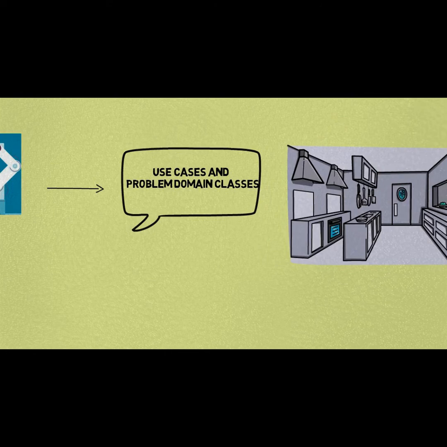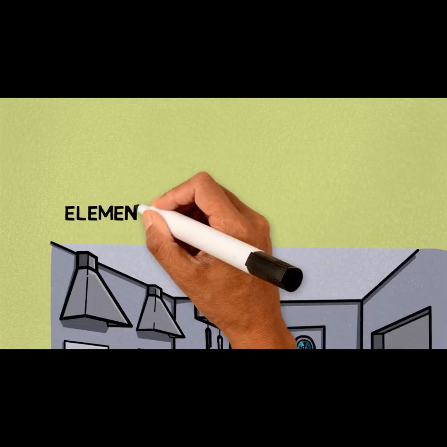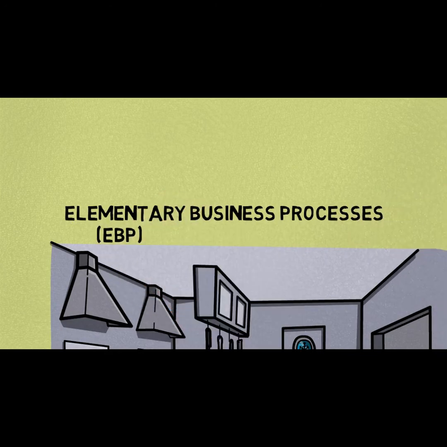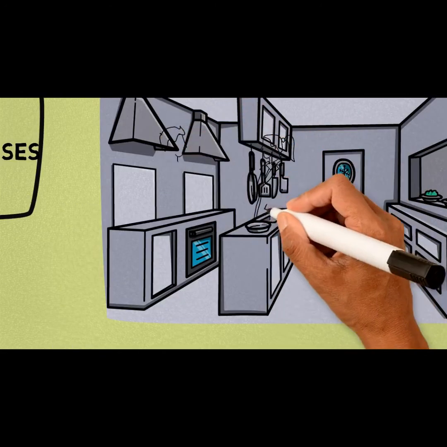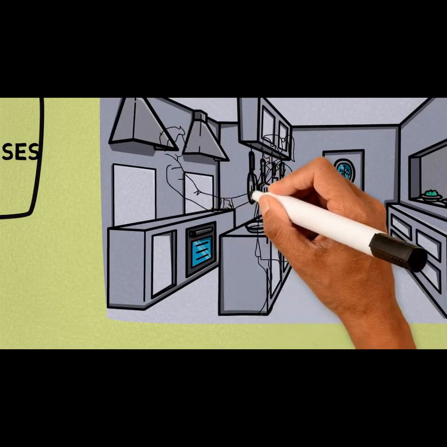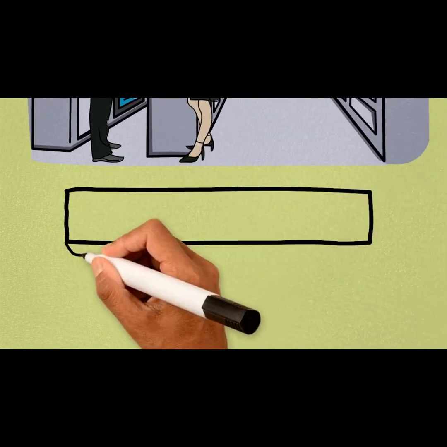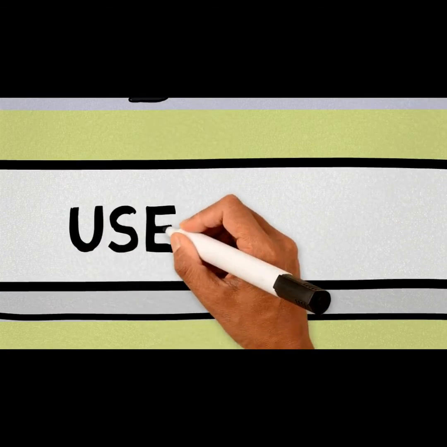A business event triggers an elementary business process or EBP. These are the tasks performed by one person in one place at one time that the new system must address, and also known as a use case. A use case is defined as a functional requirement.